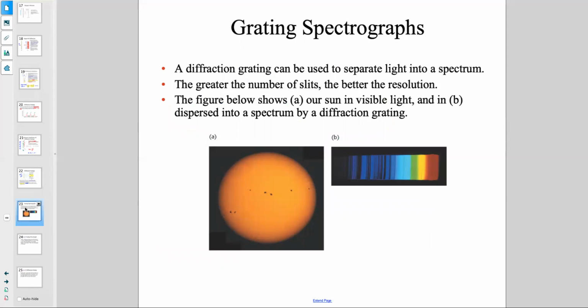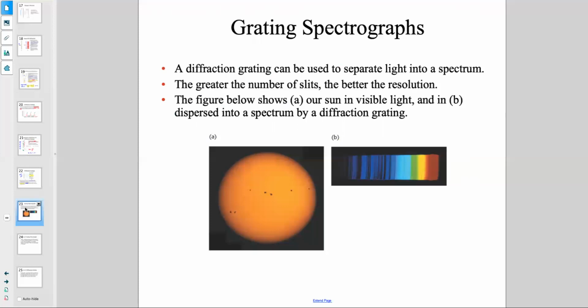So a diffraction grating can be used to separate light into a spectrum. We know that the spectrum of light is something that physicists and astronomers are particularly interested in. The greater the number of slits, the better the resolution. So a grating of, let's say, 200 slits per millimeter has a better resolution compared to 5 slits per millimeter.